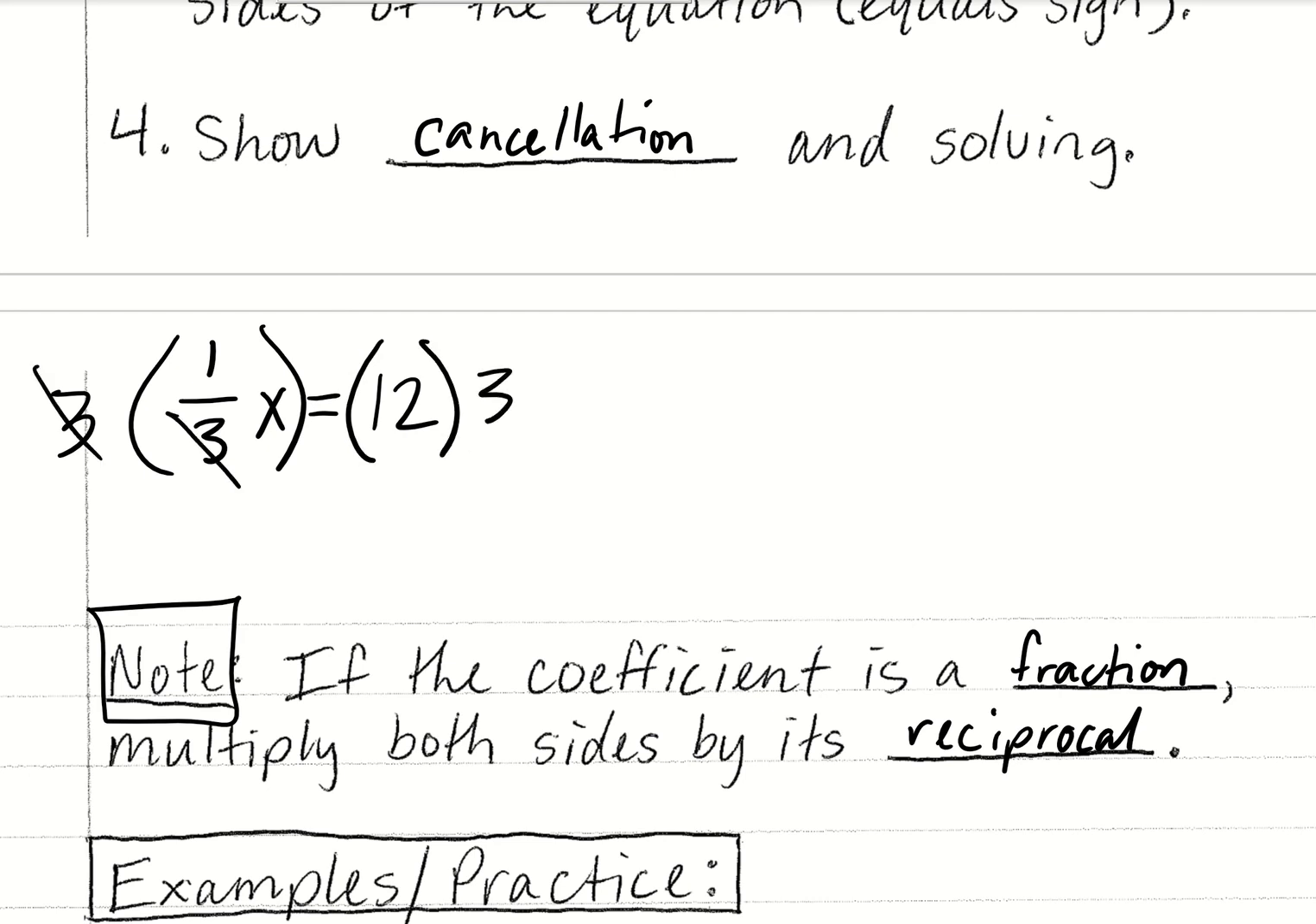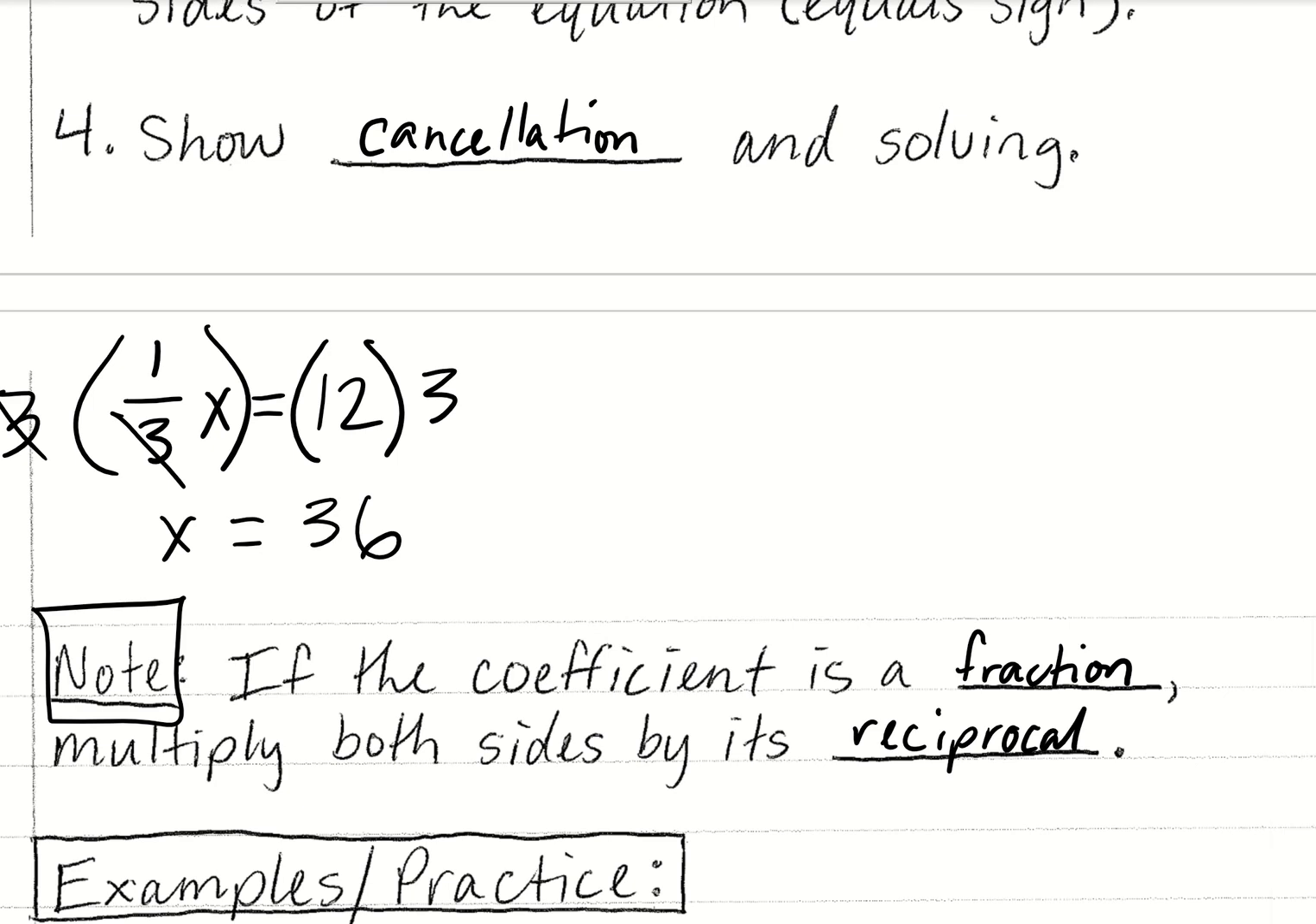So those two 3's cancel. Now I'm left with x equals whatever's on this side, so 36. That there is all of the cancellation and solving that I need to see. Crossing out those 3's will be all the cancellation I need to see, and having that 12 attached to that 3 is all the multiplication and solving that I need to see.